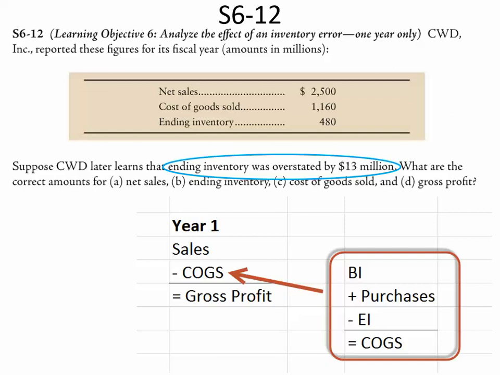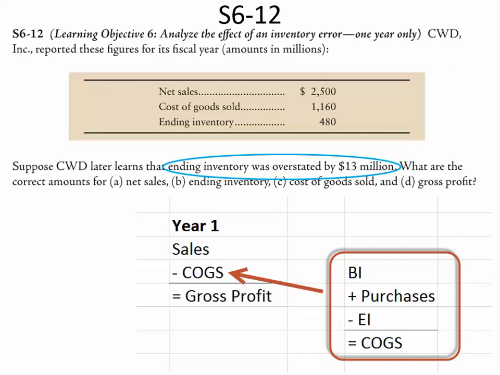Suppose the company later learns that their ending inventory had been overstated by 13 million. So that 480 million you see there would have been 13 million too high. And it's asking us for what the correct amounts for net sales are, ending inventory, cost of goods sold, and gross profit. How I would do this one is, first of all, the big key fact here is ending inventory was overstated by 13 million.